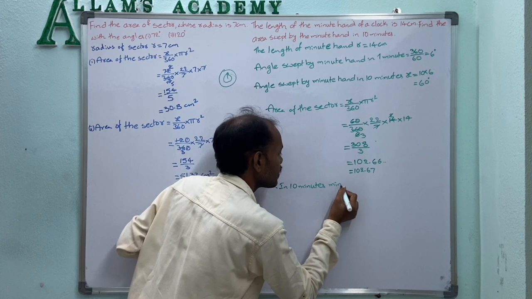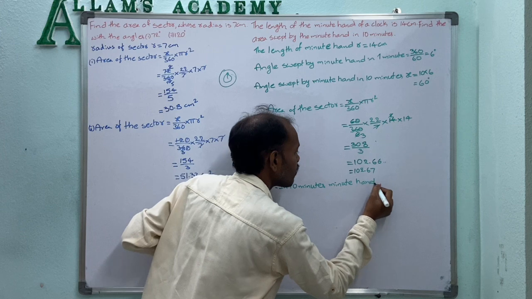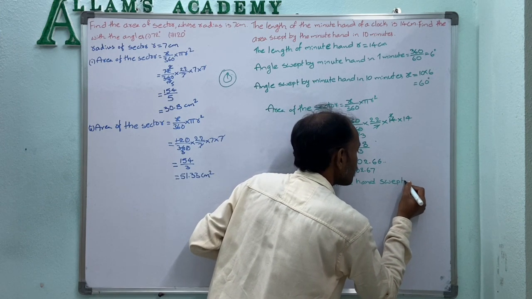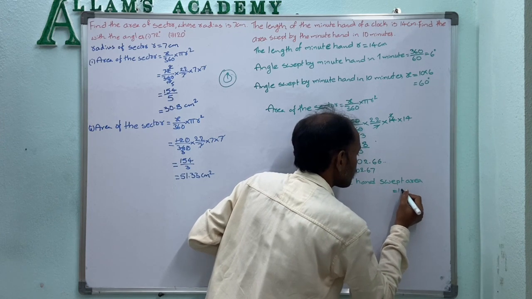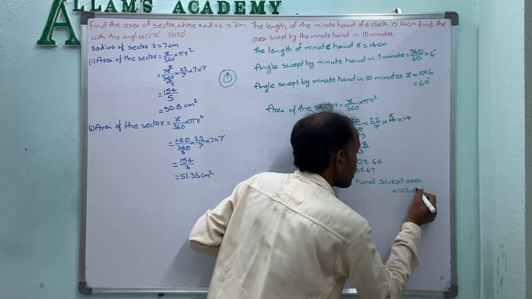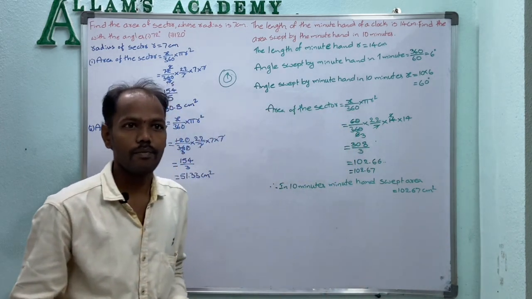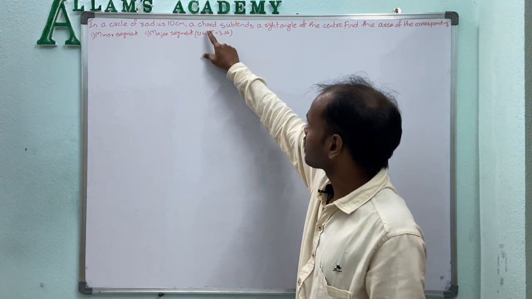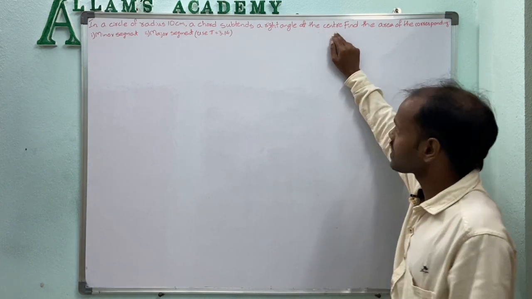Therefore in 10 minutes, the minute hand swept area equal to 102.67 centimeter square.